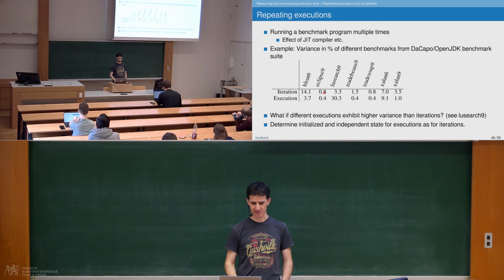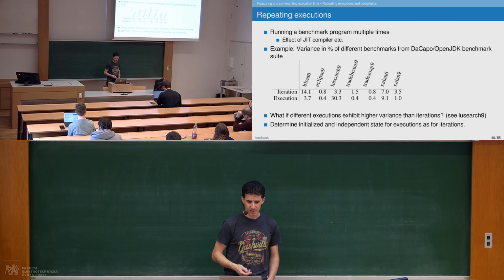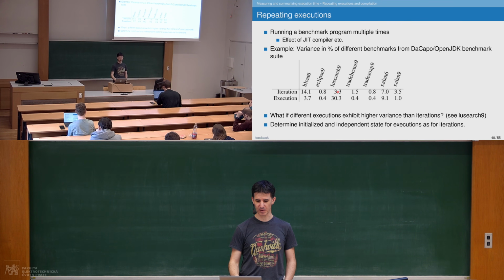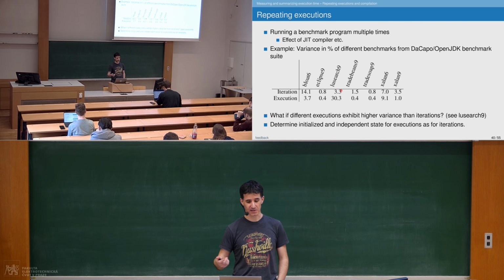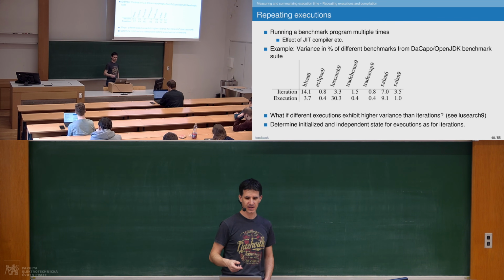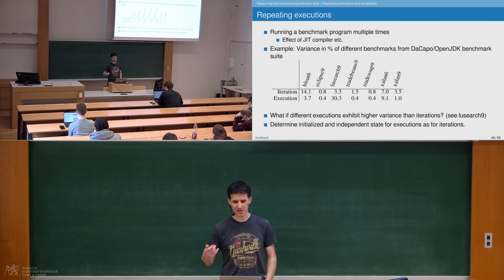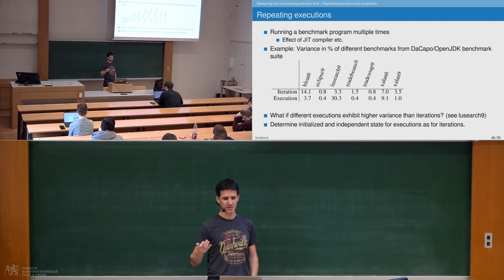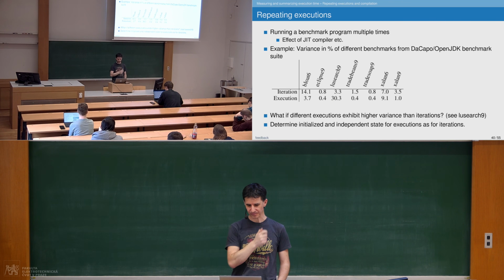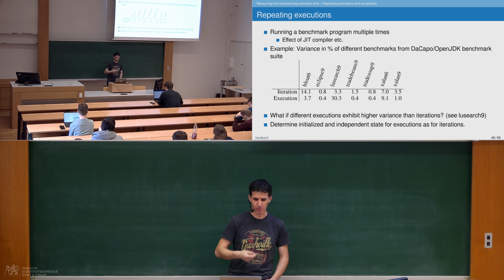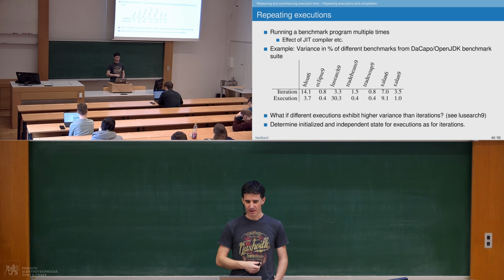And you can see that in some benchmarks, the variance between different executions is similar to the variance in a single execution, but sometimes it's very different. For example, here, the variance was like 3% internally, and between different executions of the same benchmark program, the variance was like 30%. So there is really something important which depends on how, when you execute the program or what happens during the execution, maybe at the beginning.